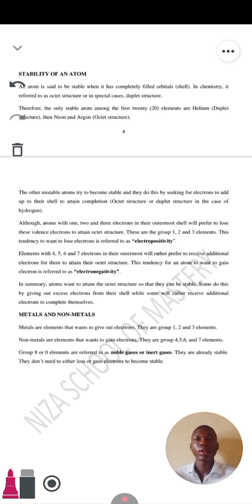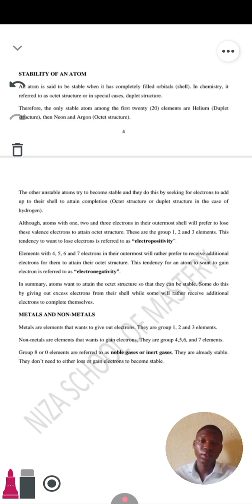So today we are considering the stability of an atom. Is it not good to know that an atom can be stable? Some may not know. That may be new information, but we are just learning it now, that an atom can be stable. So the question is this: how do we know when an atom is stable?